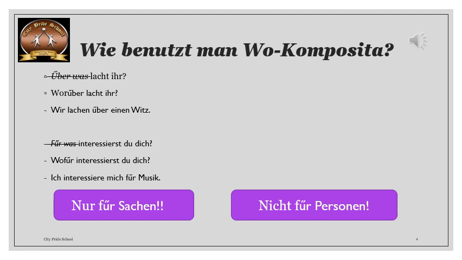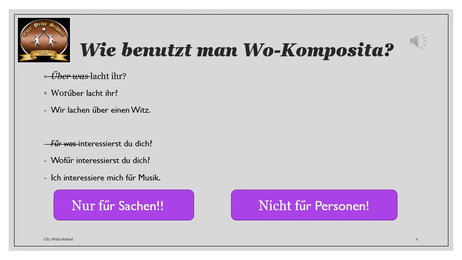Now let's see one more example. Für was interessierst du dich? Sich interessieren für is a verb with fixed preposition. But we never use für was. Für was is total falsch. Instead of that, we have to use wo plus preposition. That means wofür interessierst du dich? Ich interessiere mich für Musik.